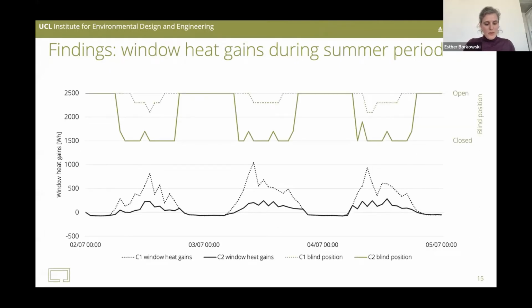The different way the blind was controlled also affected the performance of the case study, because the blind was more often in tilted or closed position in C2, less heat entered through the building envelope. And so the window heat gains in C2 were significantly lower than in C1, especially during the day when the blind was active.